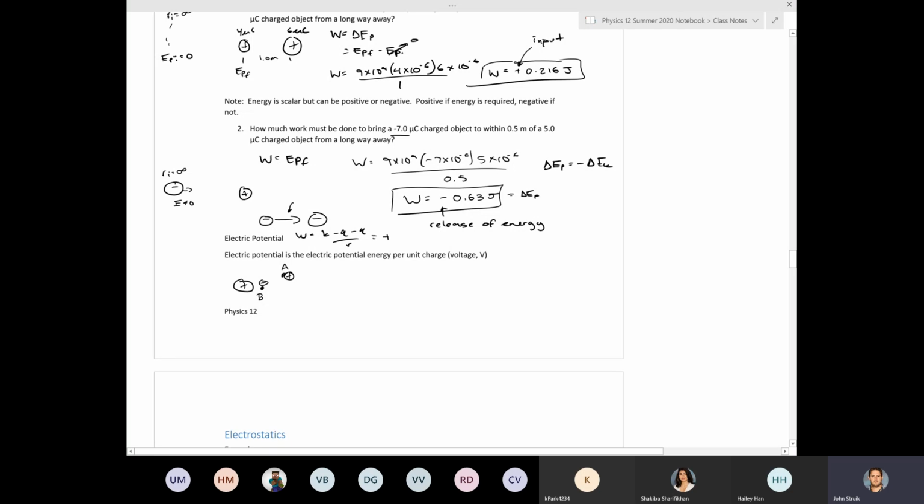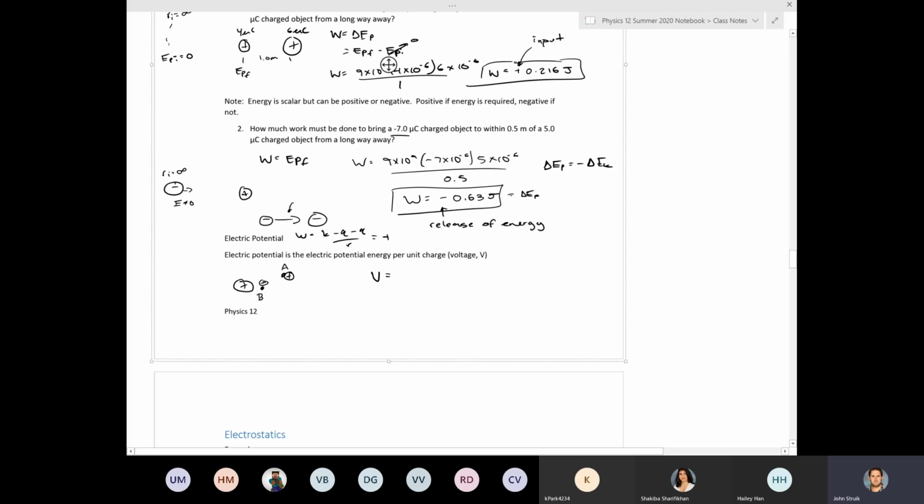And so the whole idea of electric potential is there's potential surrounding this charge, okay? And so that's what we say, how much electric potential energy is there per unit charge, okay? So electric potential is V, okay? And it says voltage, but we'll get into what voltage actually is in a second. It's measured in volts, so that's fine.